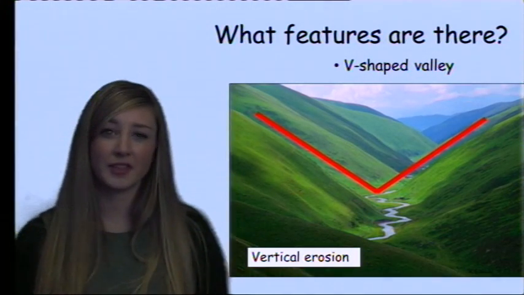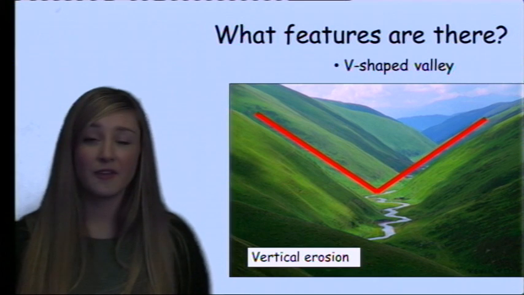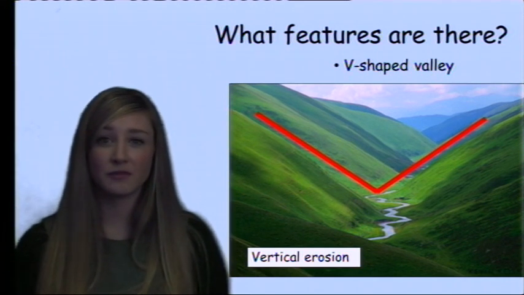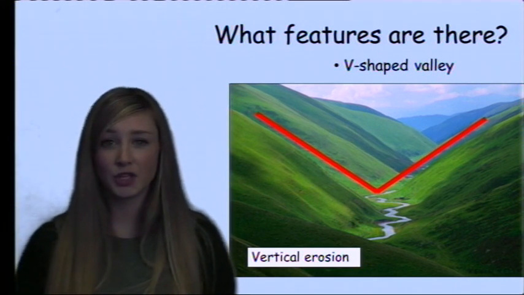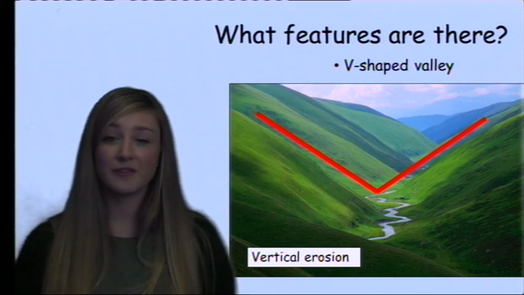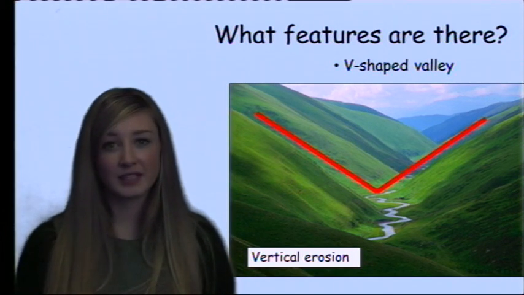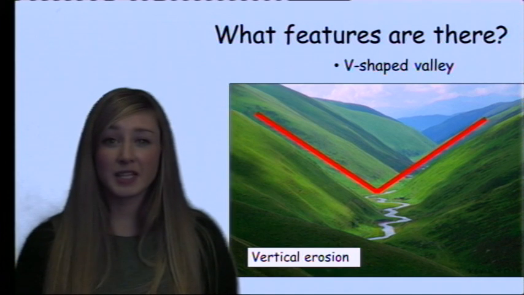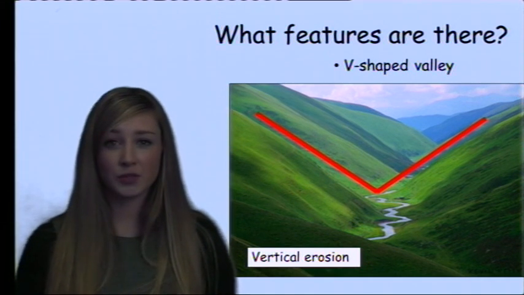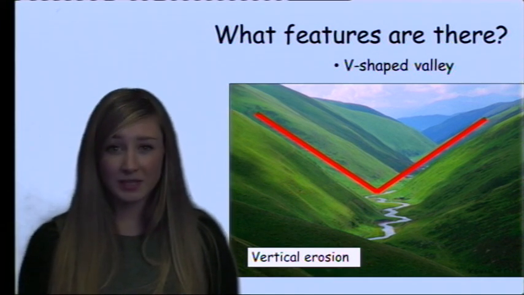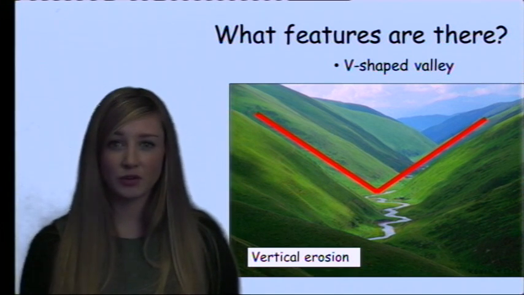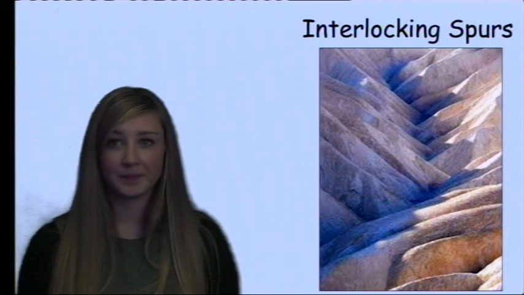Okay, so what features are there? Well, the first feature is a V-shaped valley, and this just means that the river is flowing through an area that's got two hills either side of it that make a V shape, like you can see with the red lines. And that's because vertical erosion is causing the river to erode downwards. So it's coming to find its lowest course so that it's not travelling uphill, it's going to go downstream.